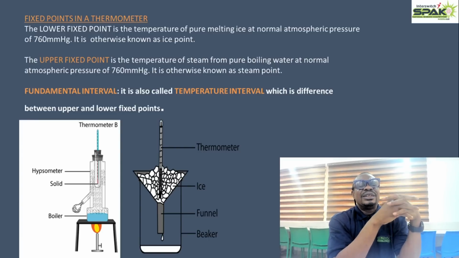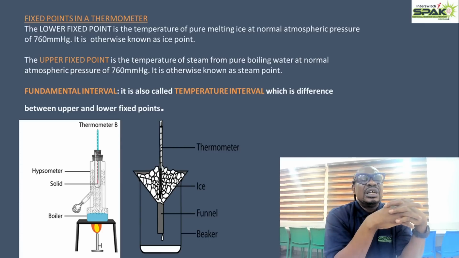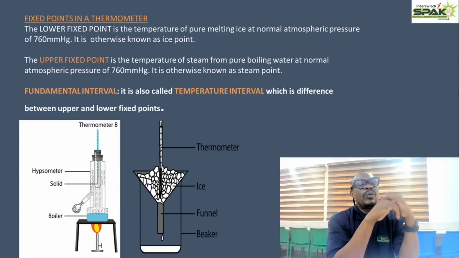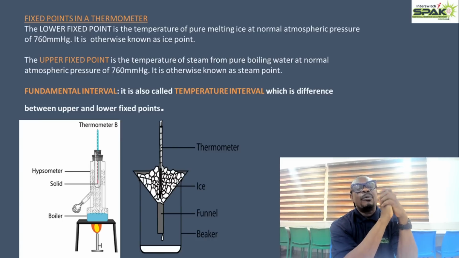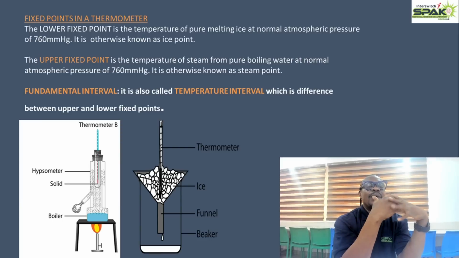Please, whenever I hear any term of point in physics, it is referring to temperature: boiling point, dew point, melting point. The term point refers to the word temperature. So the lower fixed point is the temperature of pure melting ice at normal atmospheric pressure. And what is that normal atmospheric pressure? It is 760 mm mercury. The word that can be used for the lower fixed point is the ice point.